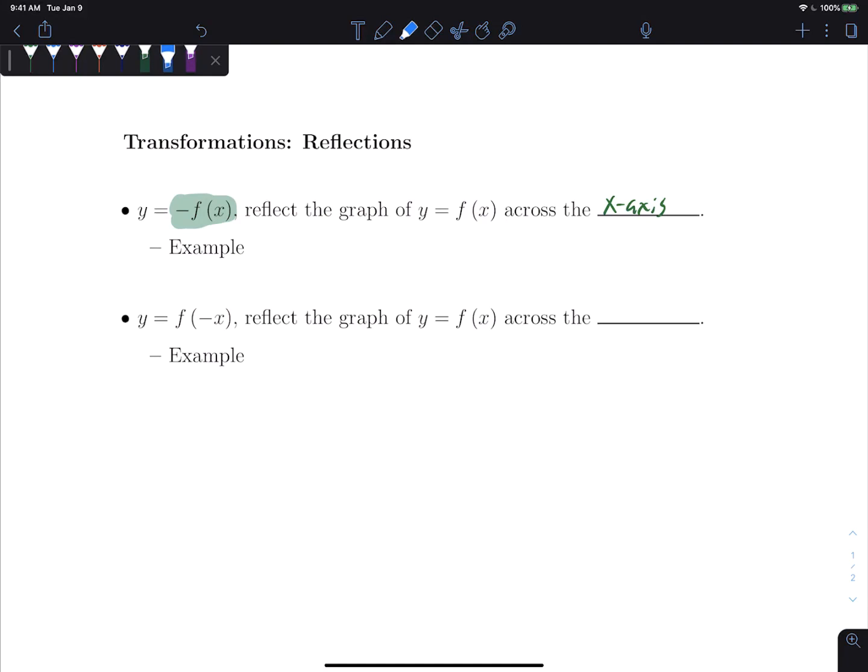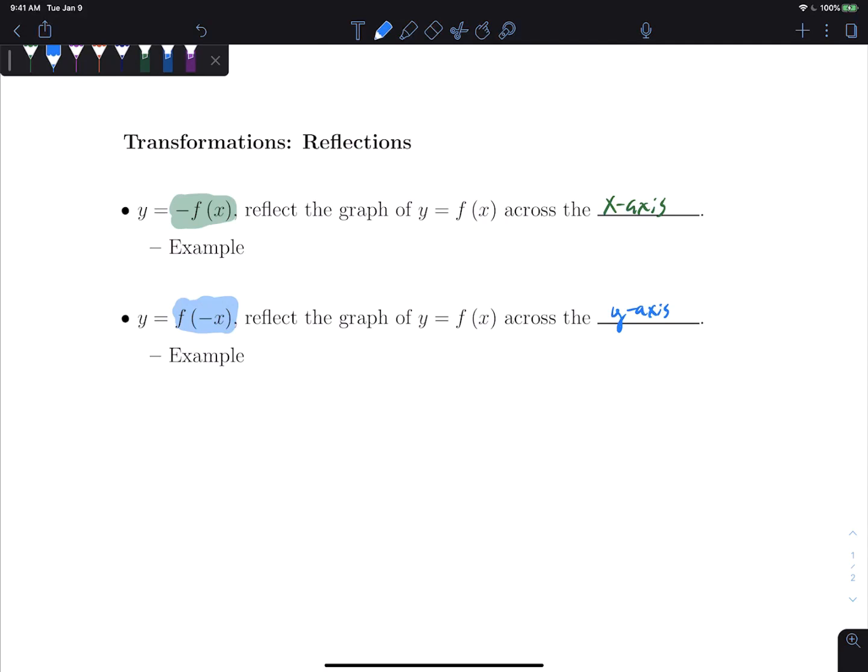And if we have a reflection that looks like y equals f of negative x, where the negative is inside the parentheses, this reflects the graph of y equals f of x across the y-axis. Okay, good deal. So here's what these would look like.